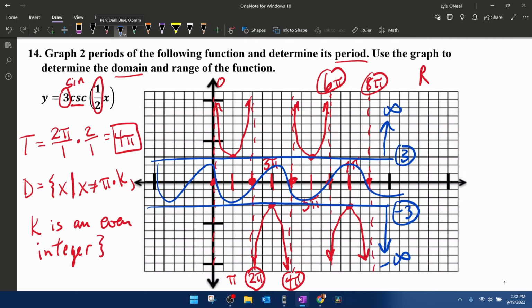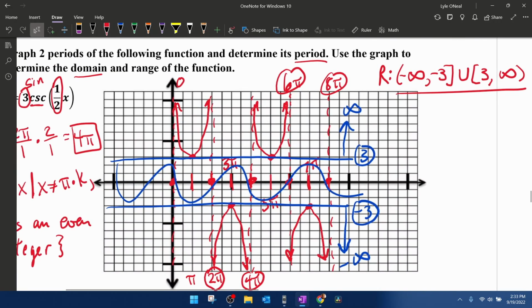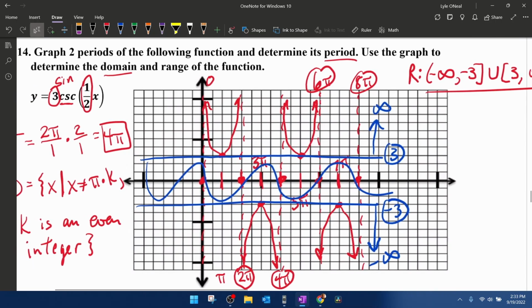So how do we write that using interval notation? Well, we say that the range is everything from -infinity up to -3. We're going to use a bracket because it actually does touch at -3. And then the union symbol because we have a gap in the graph. And then we pick up again at 3 and go to infinity. And that is the range in interval notation for this particular graph.